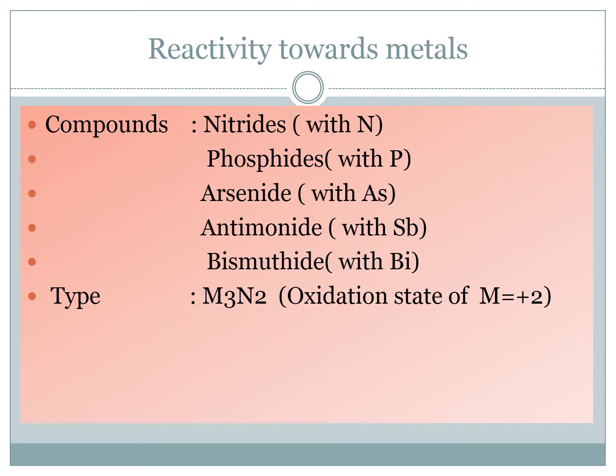Coming to the reactivity towards metals. Metals are found to react with group 15 elements. If it reacts with nitrogen, it forms nitrides. If it reacts with phosphorus, it forms phosphides. With arsenic, it forms arsenides. With antimony, it forms antimonides. And with bismuth, it forms bismuthides. The type is M3N2, provided the metal is divalent.